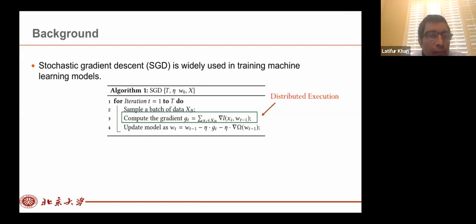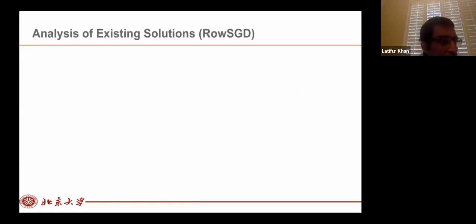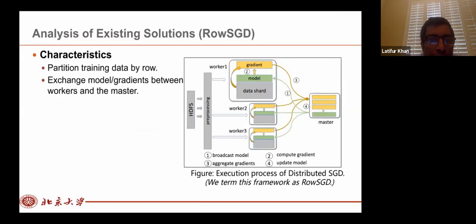When it comes to distributed SGD, it is actually asking how to parallelize the computation of line 3. In the distributed execution, we need to consider a few questions, like how to partition the training data, how to partition the machine learning model, and how to synchronize it. To answer these questions, existing machine learning systems adopt a RowSGD solution. As shown in the figure, RowSGD partitions the training data by rows to multiple workers and lets the master own the model. When training, the master first broadcasts the model to workers. Then each worker uses the model and its local data to compute the gradients. Finally, the master aggregates the gradients and updates the model.